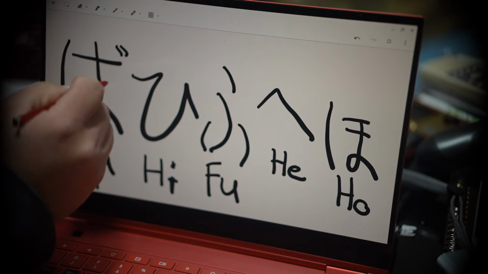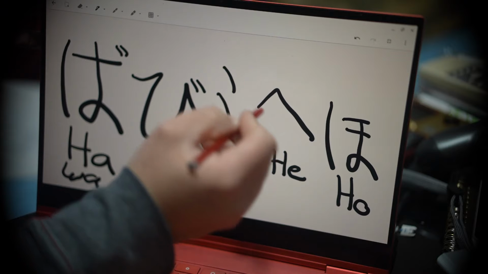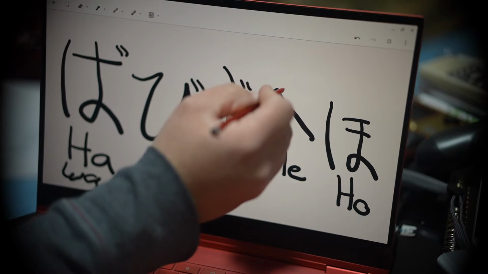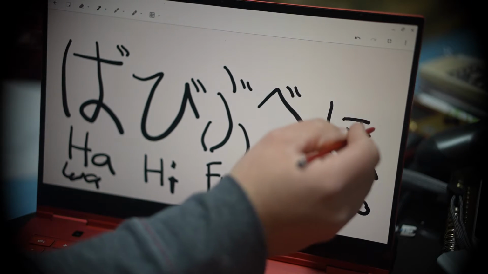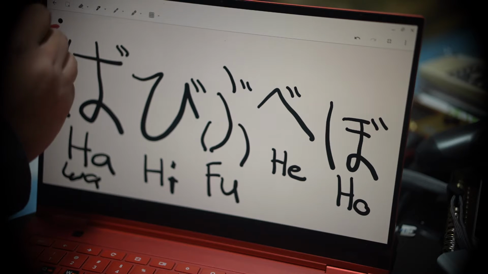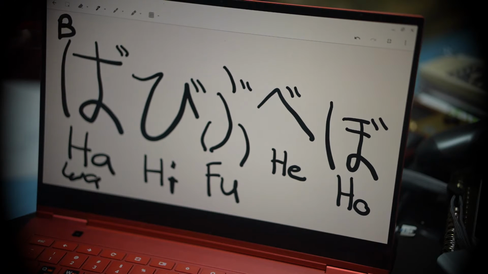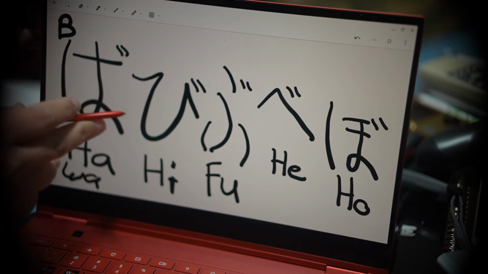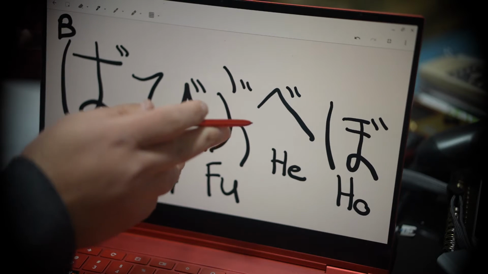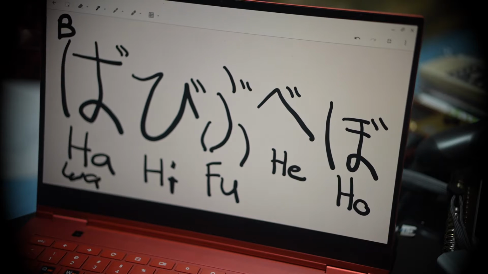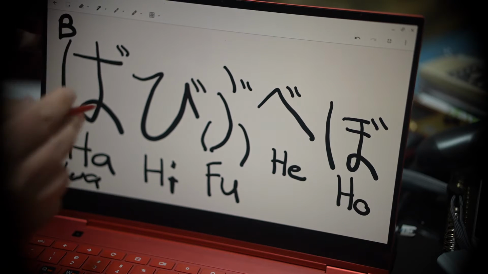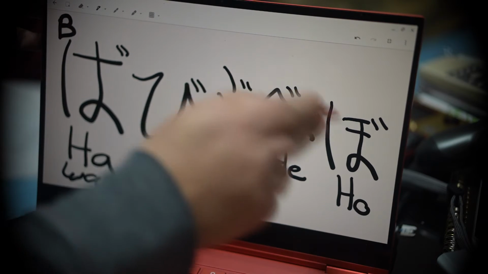We have the ten-ten marks. So now with the ten-tens, that makes it into B sounds. Ba, be, bu, be, bo. Ba, be, bu, be, bo.